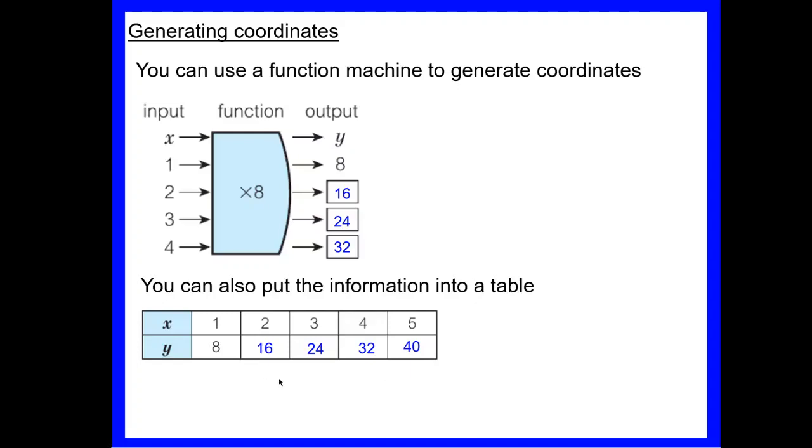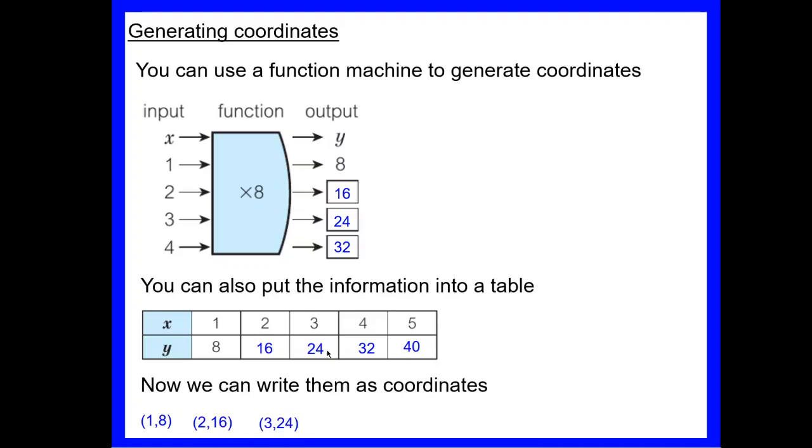Now, once we've got these results, we're using our x and y, and we can use those as our coordinates. So our first pair of coordinates, our x and y together, is (1, 8). Remember, the first value is always the x, followed by the y, and they must have brackets around them to show that it's a coordinate and not just two separate numbers. Our second pair of coordinates then are (2, 16), x then y, then (3, 24), (4, 32), and (5, 40). So we can get these values either from our function machine or from our table, and these become the coordinates that we want to plot.